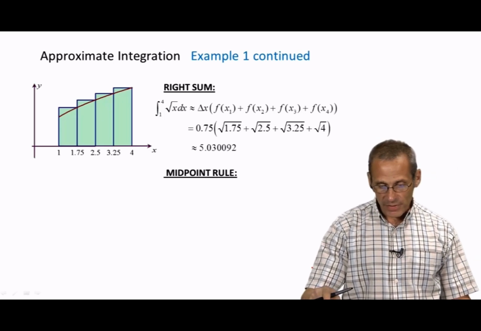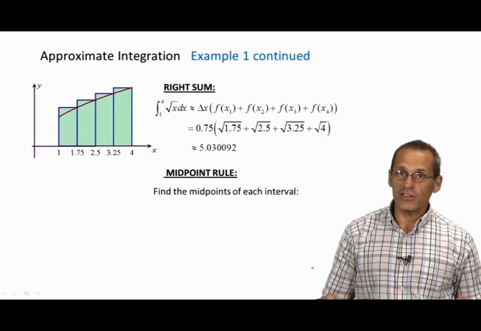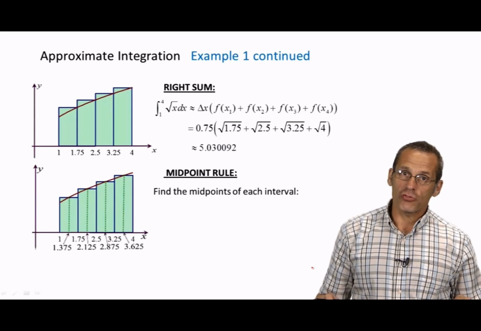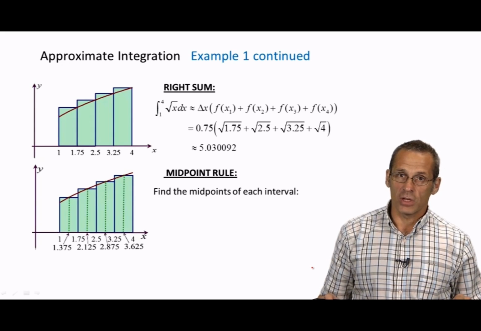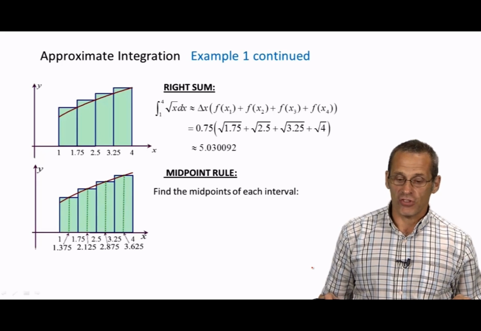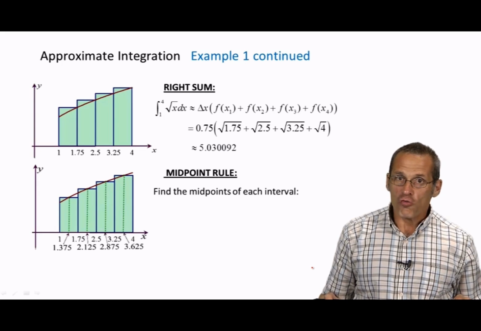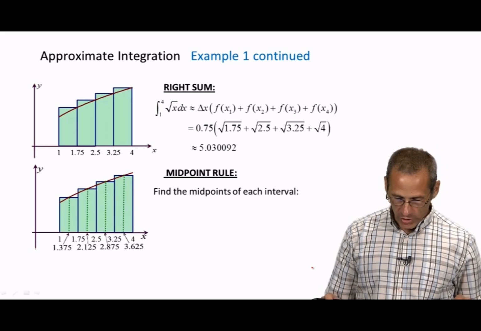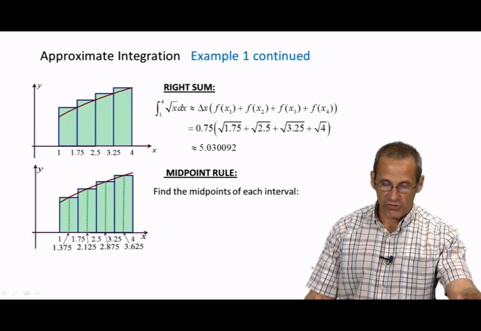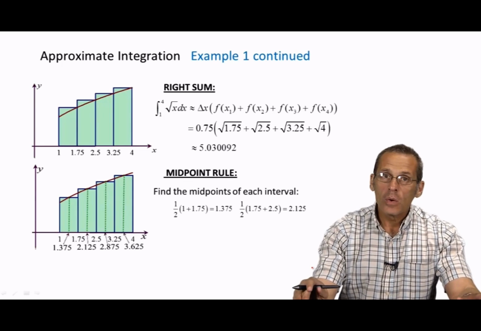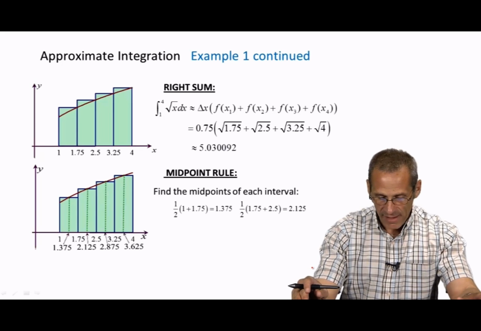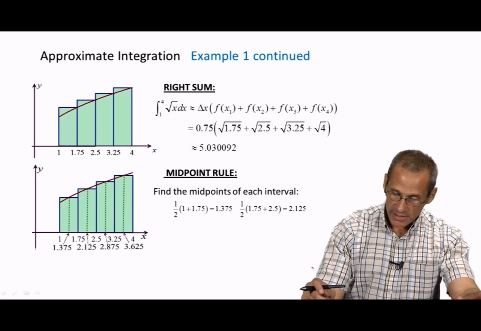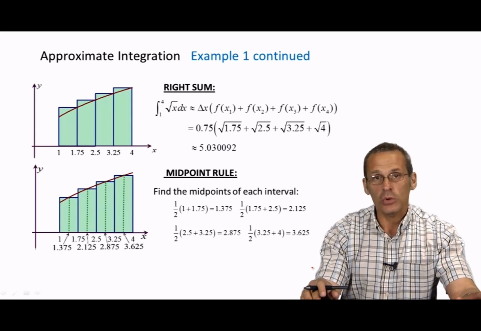For the midpoint rule, we first have to find the midpoints of each interval before we can begin. So, once we do that, we then draw the rectangle so that the midpoint of each interval, when we evaluate the function there, that represents the height for each subsequent rectangle. How are those values of 1.375, 2.125, 2.875, and 3.625 determined? Well, you just simply take 1/2 times 1 plus 1.75, 1/2 times 1.75 plus 2.5, and you continue.